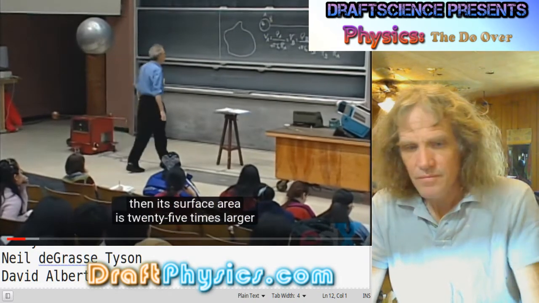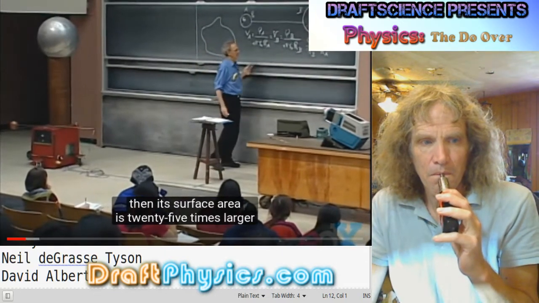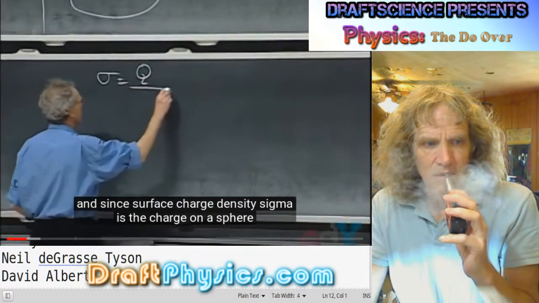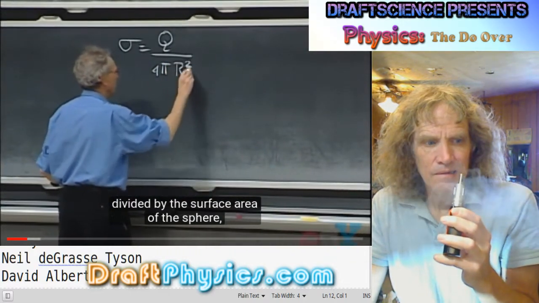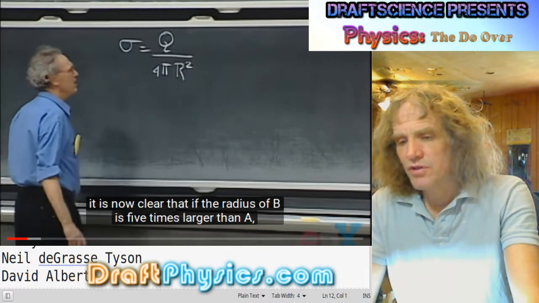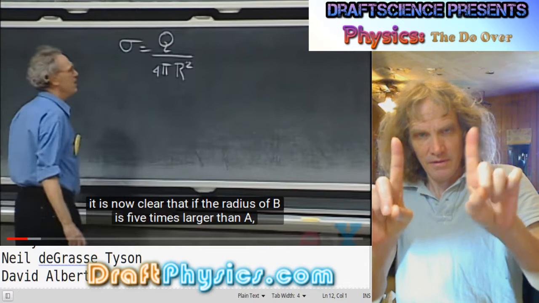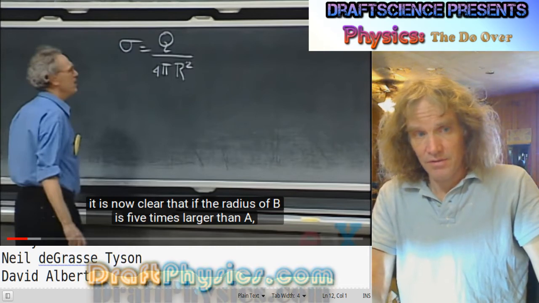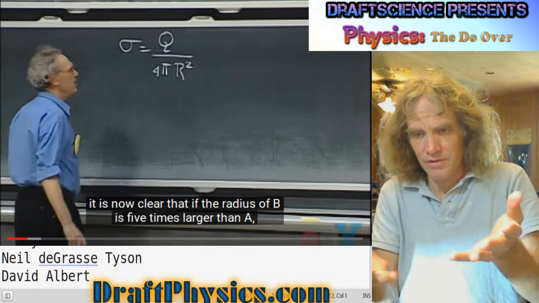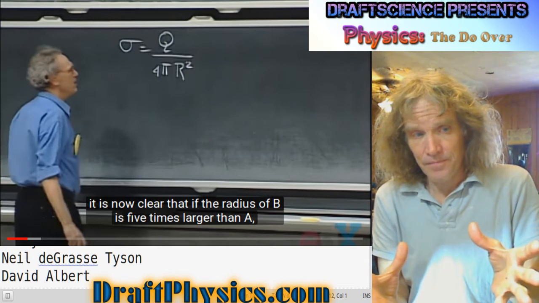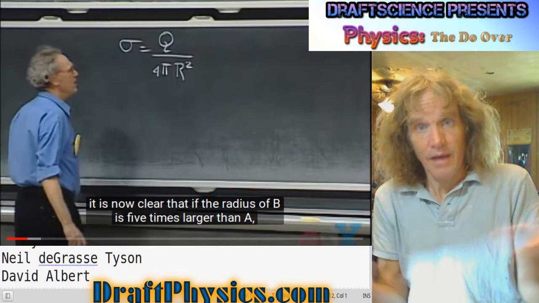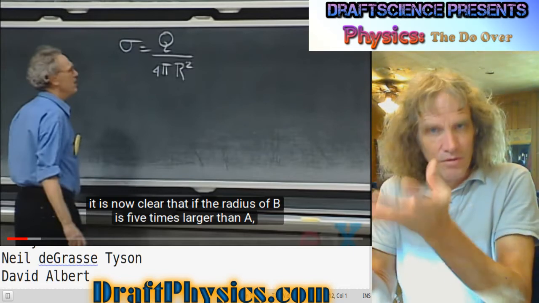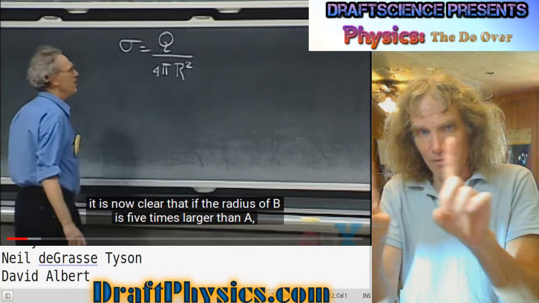Then its surface area is 25 times larger, and since surface charge density, sigma, is the charge on a sphere divided by the surface area of the sphere. So let's understand. Voltage is how close they are. That'll tell you how much voltage it is. How much amperage, or current, you can produce is going to be about how much surface you have. So you have more current or capacity on the big thing, but it's at a lower voltage because the little bits have to be further apart.